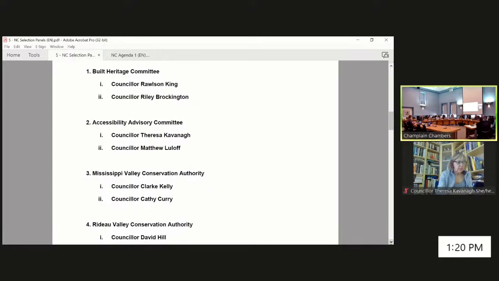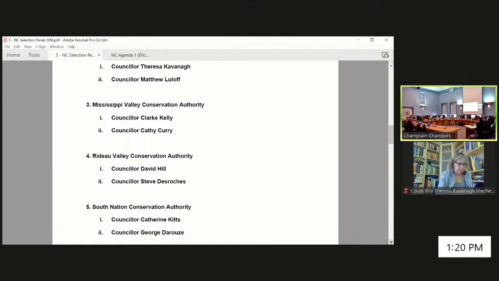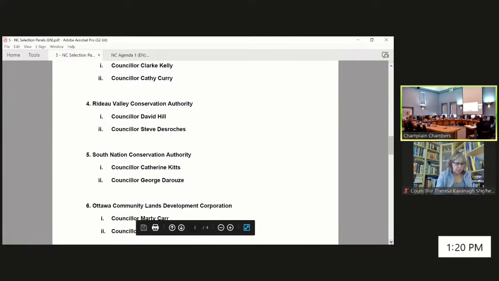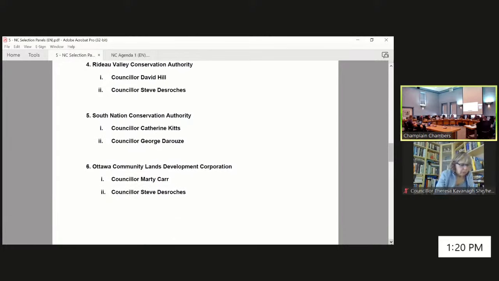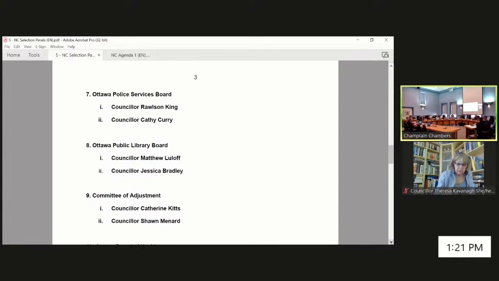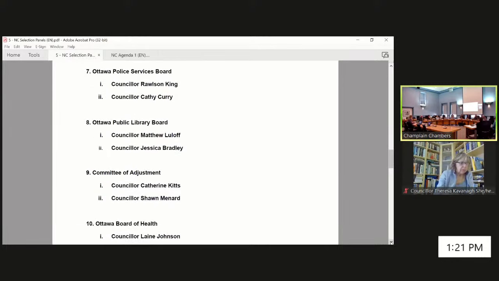Three, Mississippi Valley Conservation Authority, Councillor Kelly and Councillor Curry. Four, the Rideau Valley Conservation Authority, Councillor Hill and Councillor DeRoche. Five, the South Nation Conservation Authority, Councillor Kitts and Councillor Drews. Six, the Ottawa Community Lands Development Corporation, Councillor Carr and Councillor DeRose. It's a long list. Seven, the Ottawa Police Services Board, Councillor King and Councillor Curry.